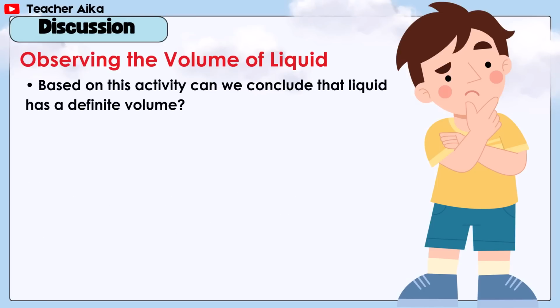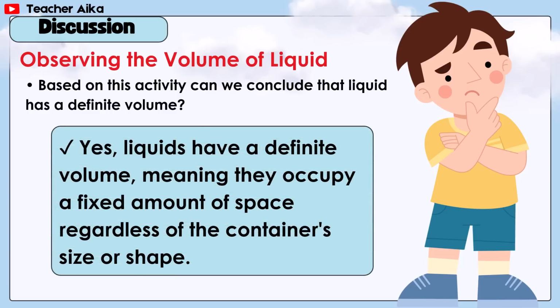5. Based on this activity, can we conclude that liquid has a definite volume? Answer: yes, liquids have a definite volume, meaning they occupy a fixed amount of space regardless of the container's size or shape.